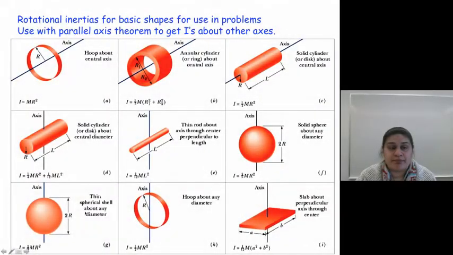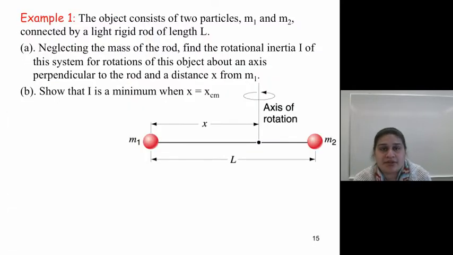Here are some basic moments of inertia that you should know for all problems, along with some others that will be very useful in order to solve questions. Now let's do an example.